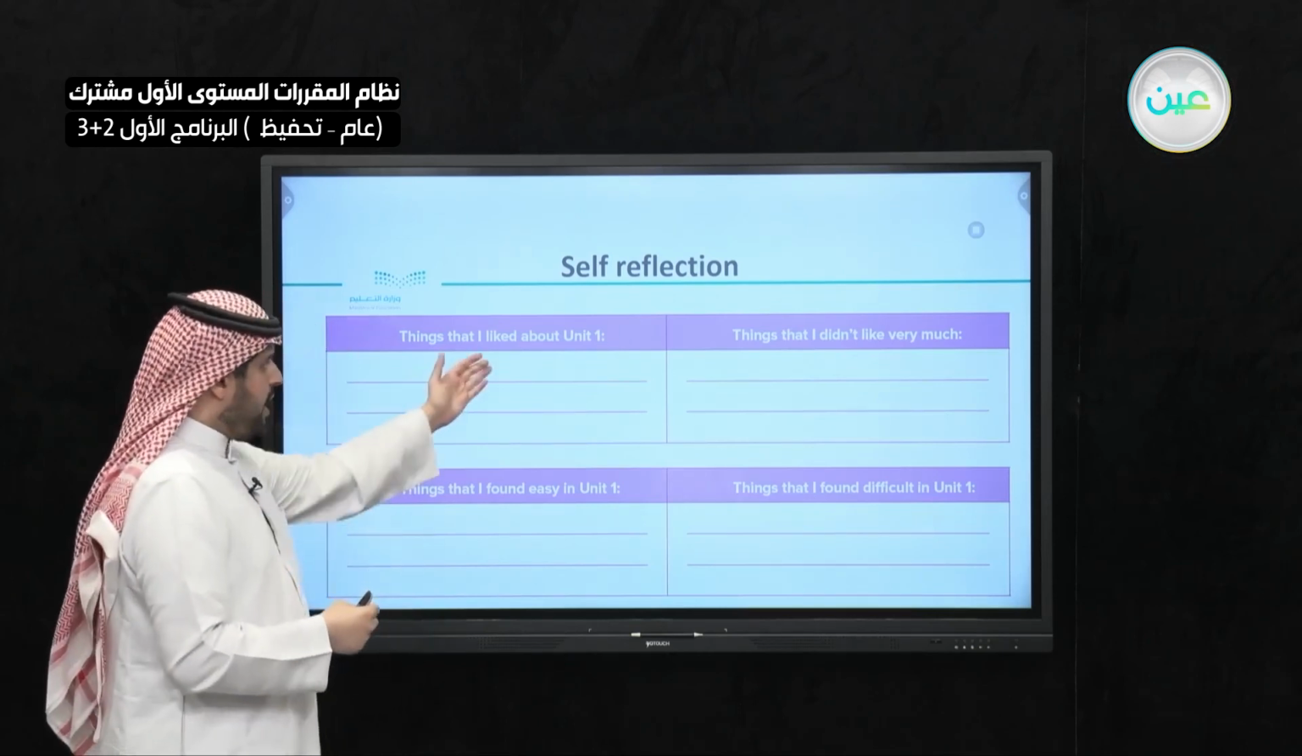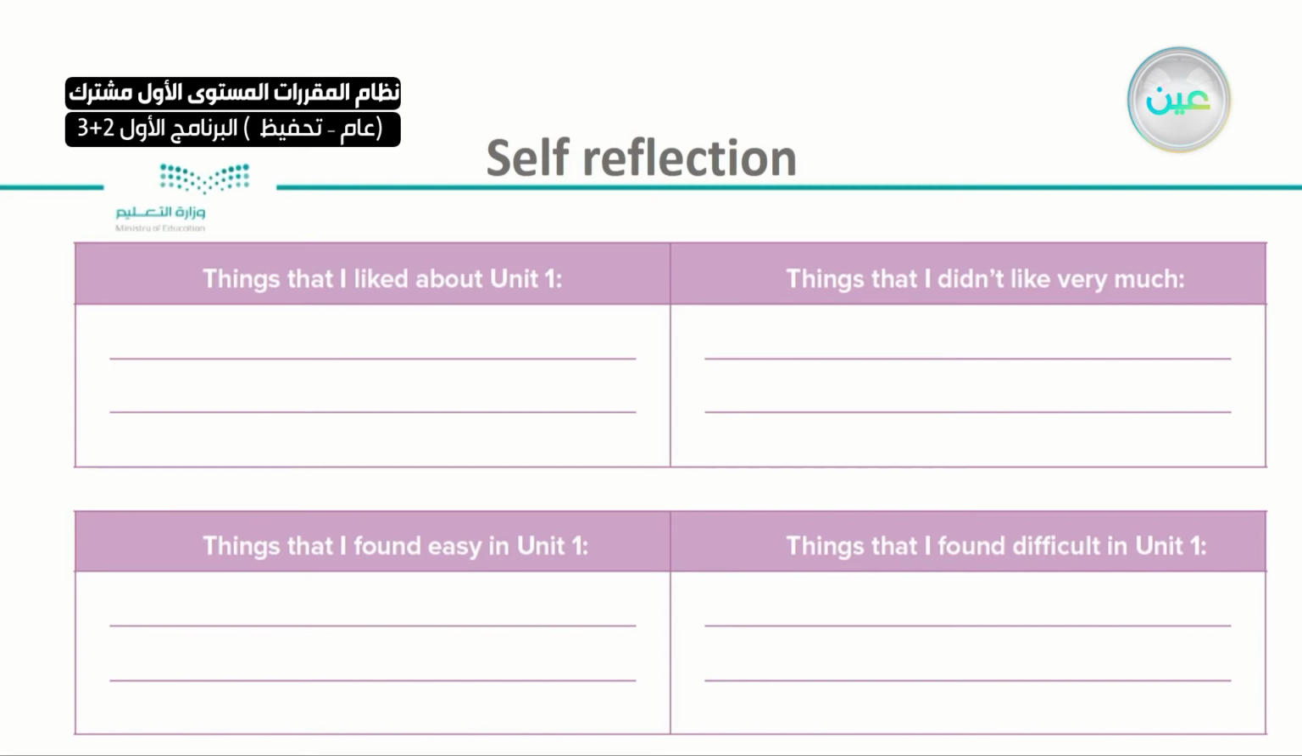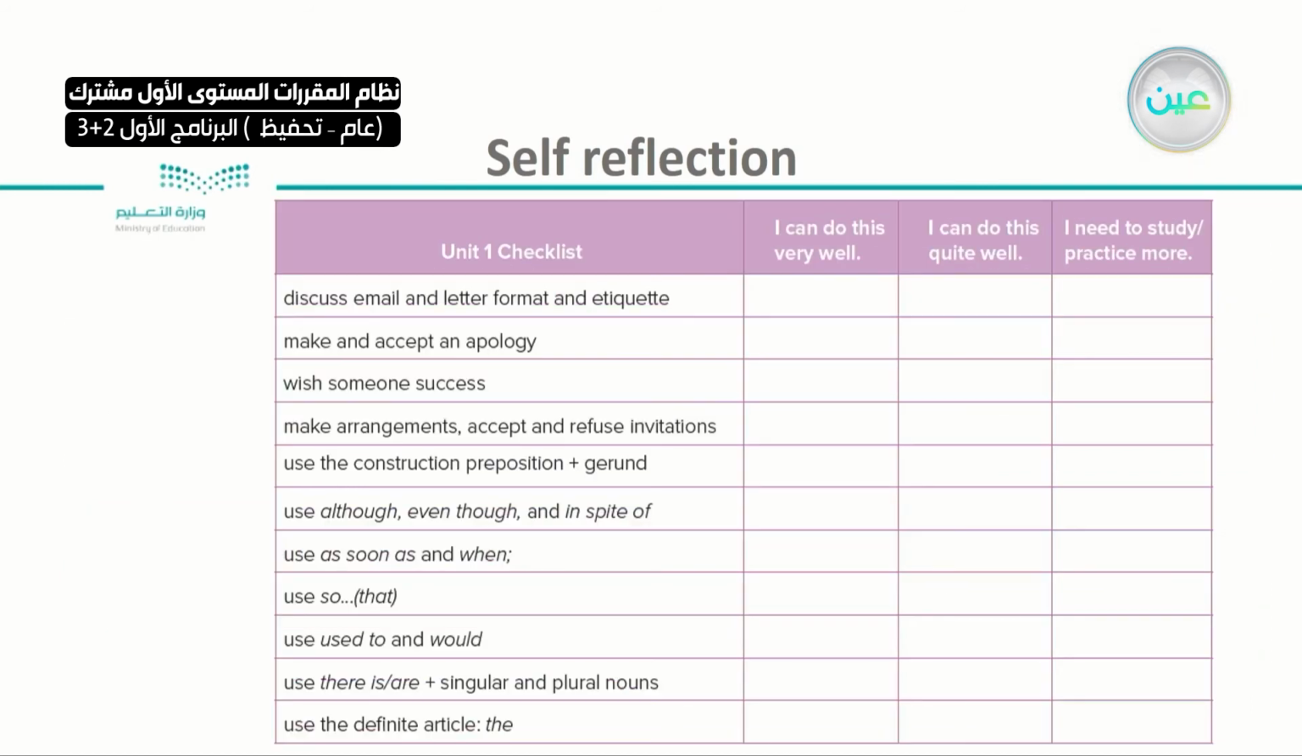The things that you liked about Unit 1, things that you didn't like very much, things that you found easy, and the things that you found difficult. So I want you to fill them in and read them carefully. The other part of the self-reflection is this chart. There's a checklist. You have to tick this mark.